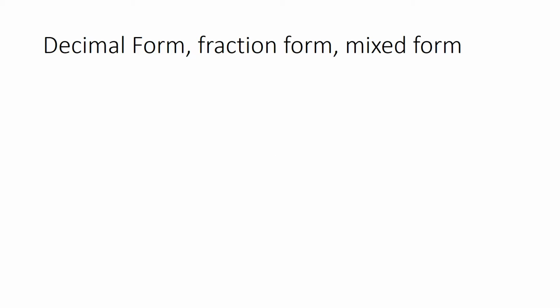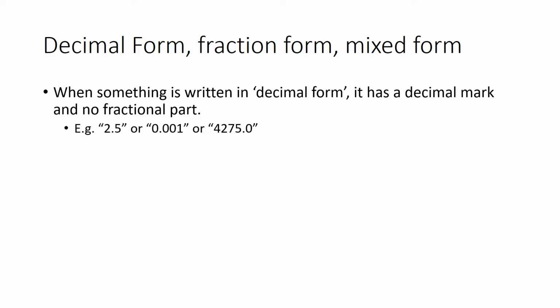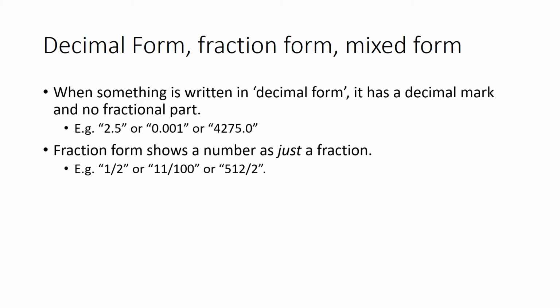So moving on, we've also got decimal form, fractional form, and mixed form. So if something's written in decimal form, it has a decimal mark and no fraction part. So for example, 2.5, 0.001, or 4,275.0.